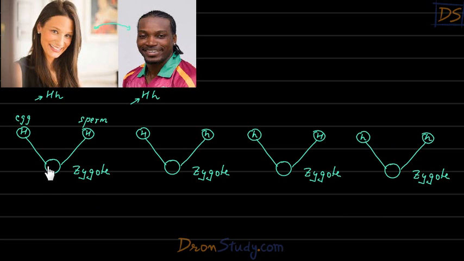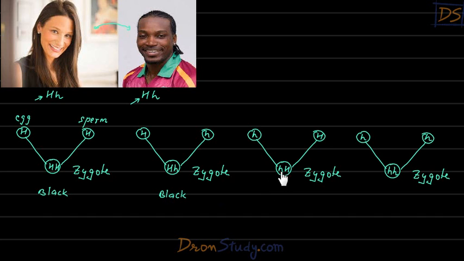In this case, the zygote will have genotype of capital H. In this case, the genotype in the zygote will be this. In this case, small h, capital H, right students? In this case both are small h, so both will be small h, right students? Now these zygotes only will grow into children, right students? So if the zygote has this genotype, obviously the color of the hair will be black, right students? If this is the genotype, once again the color of the hair will be black.